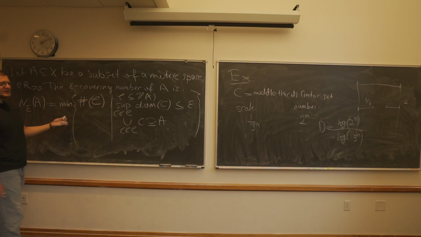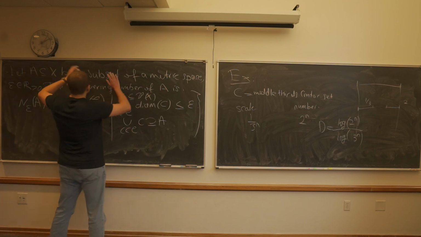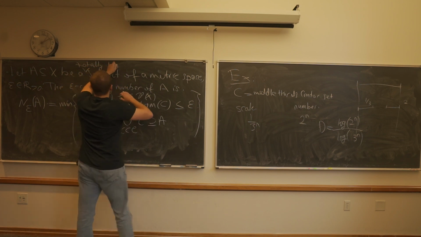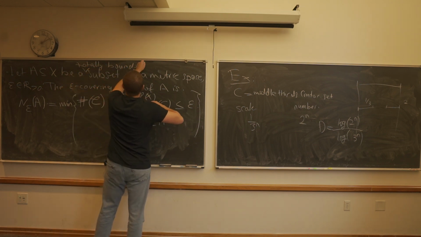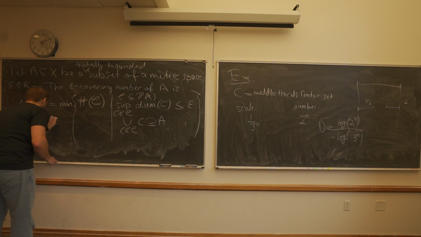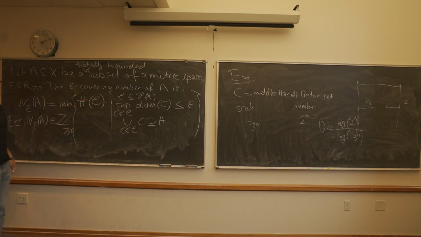Now this doesn't necessarily give you an integer, but if I take a totally bounded subset, then this is indeed an integer. That's an exercise. It's a number that is at least 0 and is an integer.